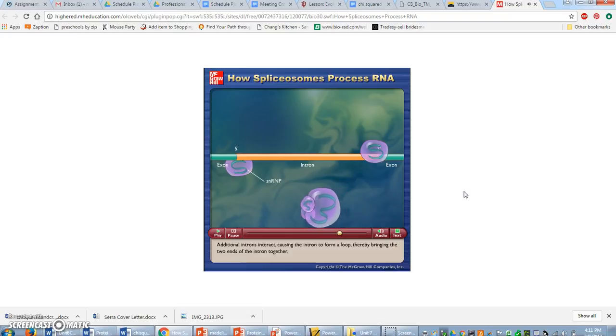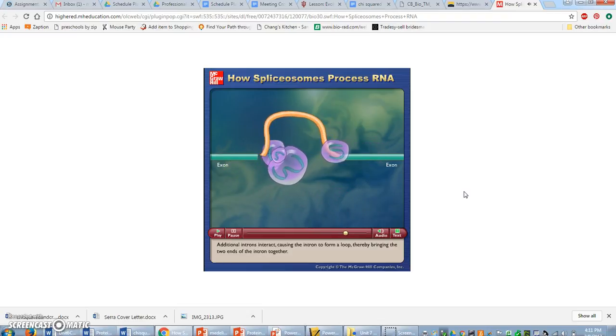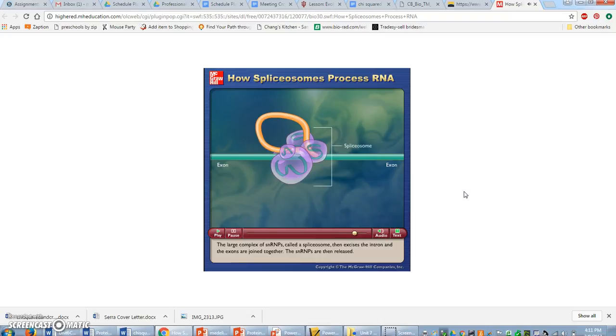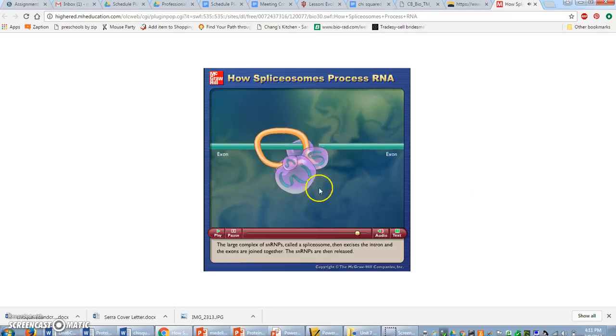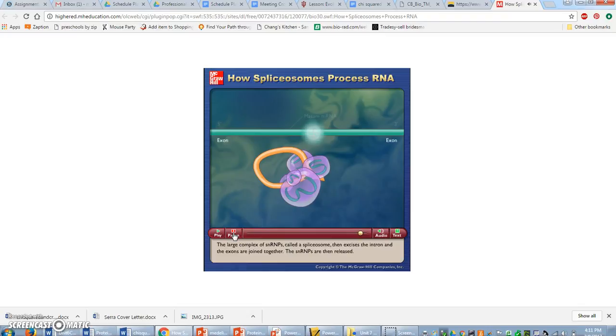Additional introns interact, causing the intron to form a loop, thereby bringing the two ends of the intron together. The large complex of snRNPs, called a spliceosome, then excises the intron and the exons are joined together. The snRNPs are then released.